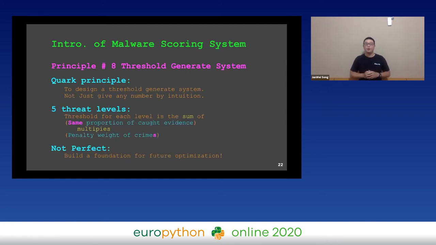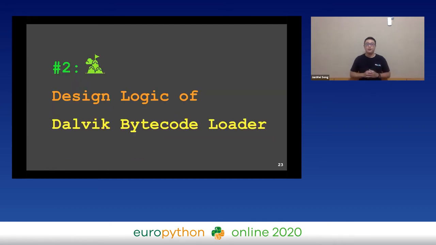So we decided that threshold for each threat level is the sum of the same proportion of caught evidence multiplies the penalty weight of crimes. Yeah, we know this is not a perfect one, but we are sure that we build a foundation for future optimization. All right, now let's talk about the design logic of Delvic Vico Loader. And my partner, JunWei, he will take care of this part.